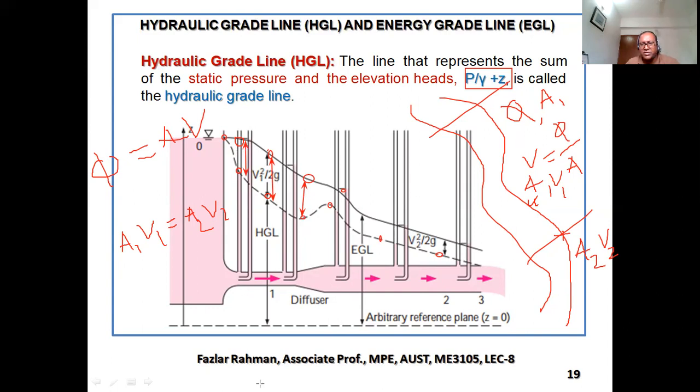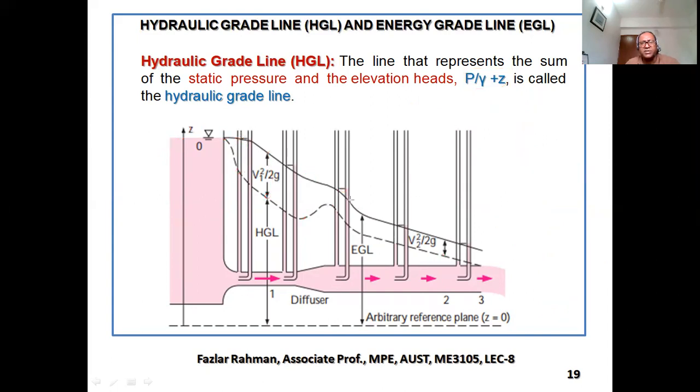So this line, what does this line represent? The top line represents the total energy. If you are checking right over here, how much is your hydraulic grade line distance over here? The hydraulic grade line energy will be this much. How much is the kinetic energy? This much. So what will be the total? This much from here to here. So the top line represents your energy line, the total energy.